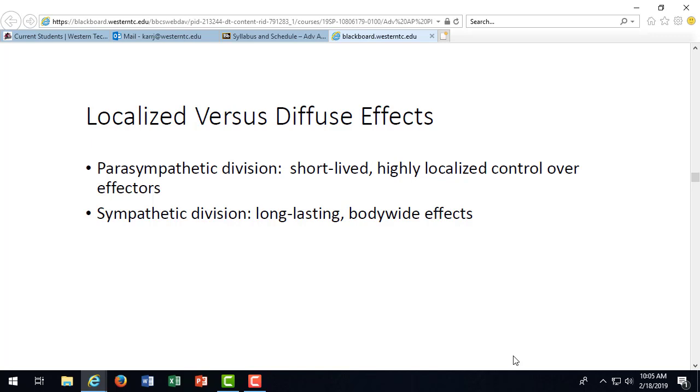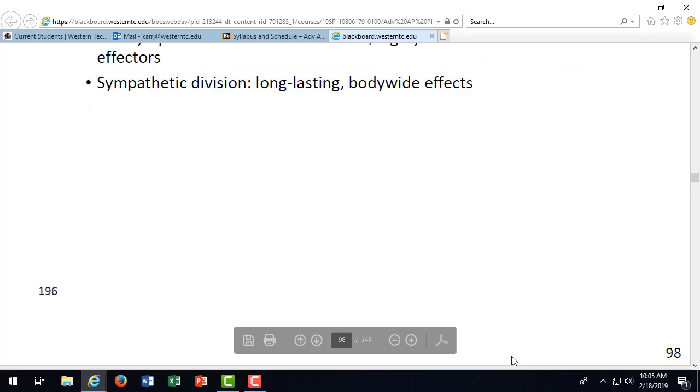Sympathetic division has long-lasting, body-wide effects because norepinephrine is released from the adrenal medulla into the blood. So it's everywhere. Where parasympathetic neurons are localized, that neurotransmitter is released just to that organ that's being stimulated. So it's not everywhere. So it doesn't take as long to break down in the synapse, versus norepinephrine everywhere in the bloodstream.